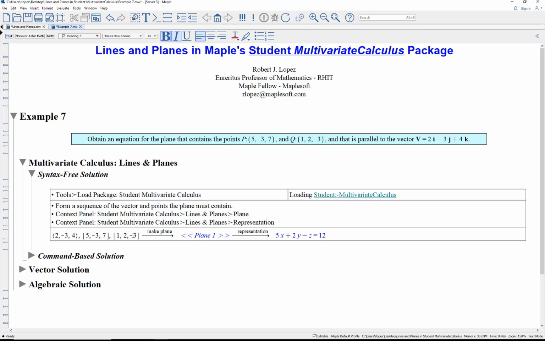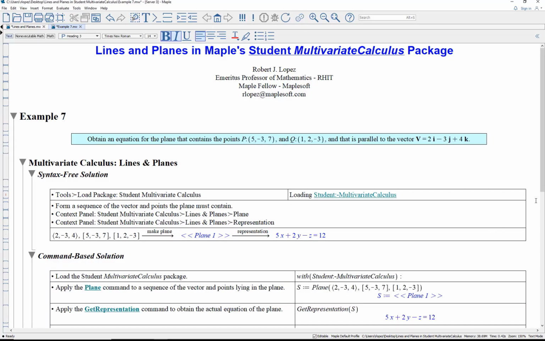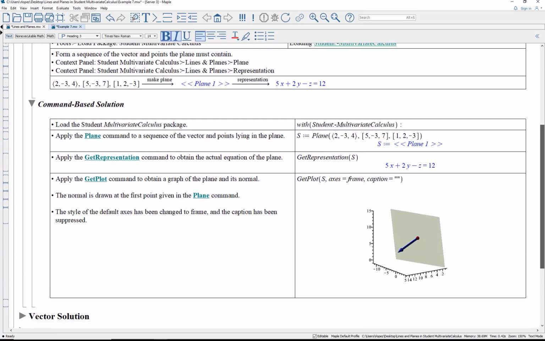Make plane, get a plane object, get representation for that plane object. There's the equation of the plane. A command-based version with these tools.